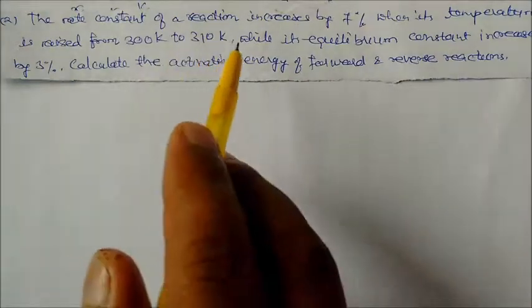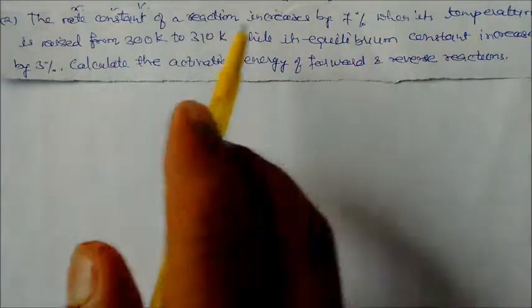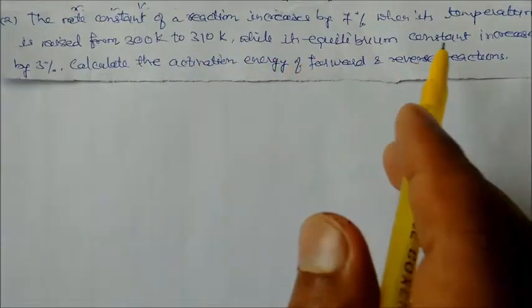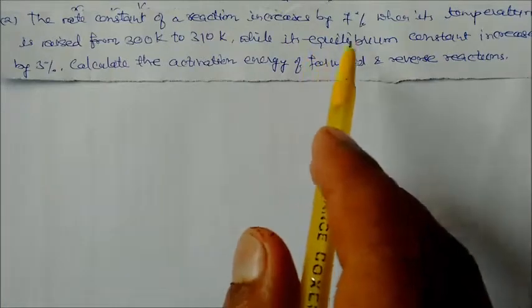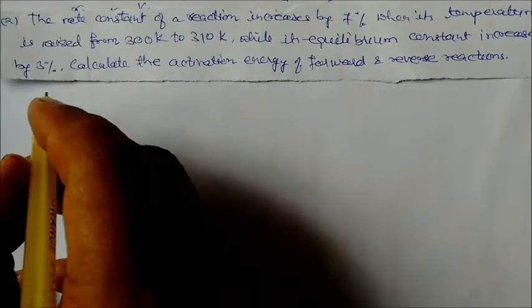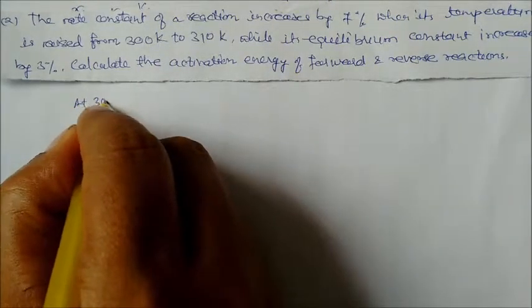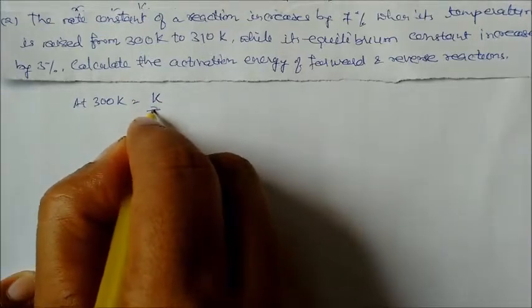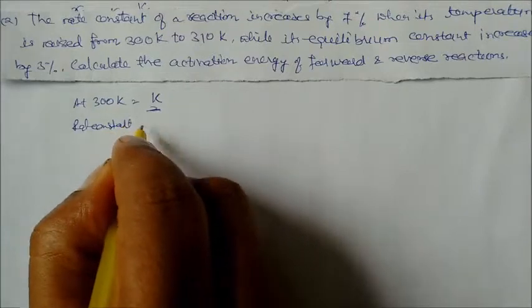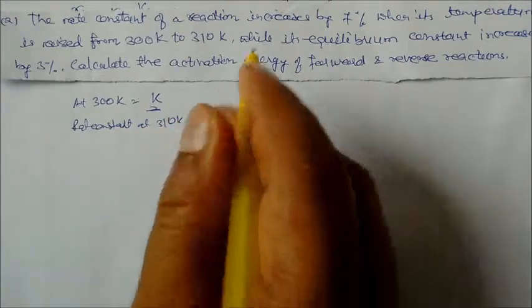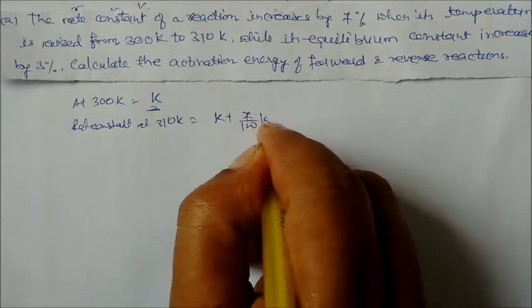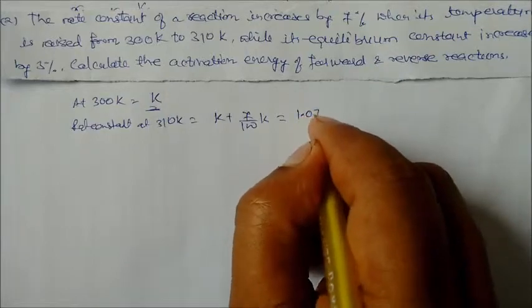The rate constant of a reaction increases by 7% when its temperature is raised from 300 Kelvin to 310 Kelvin, while its equilibrium constant increases by 3%. So the equilibrium constant increases 3%, but the rate constant is increased by 7%. At 300 Kelvin, the rate constant is K. The rate constant at 310 Kelvin will be increased by 7%, so we can write K plus 7 by 100 into K. So this becomes 1.07 into K.